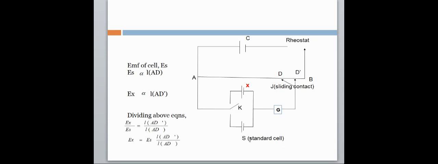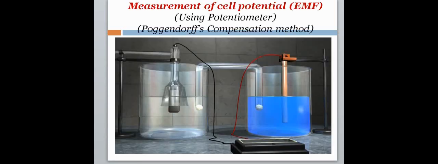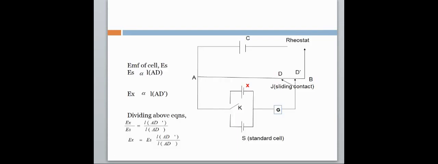So suppose I already know the cell potential of the standard cell here. Length AD dash and length AD can be calculated, right? During the course of the experiment, we come to know. So once I know these three values, will I be able to find out EX? Definitely yes. So using the potentiometer, using Poggendorff's compensation method, I can measure the cell potential of the unknown cell.